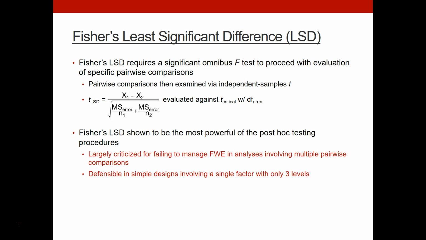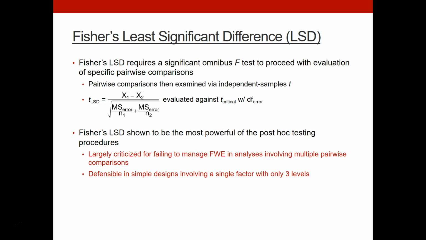Okay, Fisher's LSD is shown to be the most powerful among the post-hoc testing procedures. One, because you're basically establishing no penalty for multiple tests, and you're also evaluating against a T critical using the degrees of freedom error from your overall ANOVA table. And so if my overall ANOVA table has associated degrees of freedom error of say 50, but each one of my 2 comparison groups only has 10 people in it, I'm still using that lower critical value to test my significance level there.